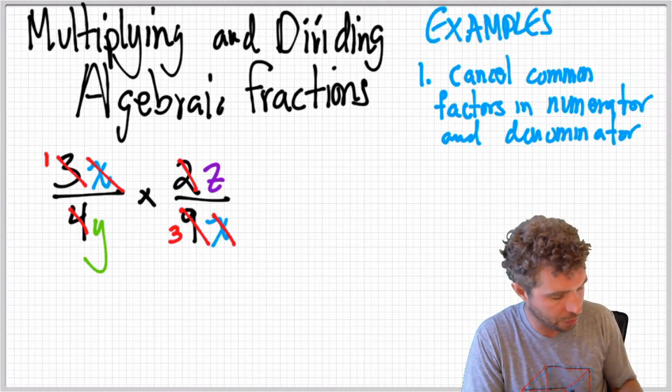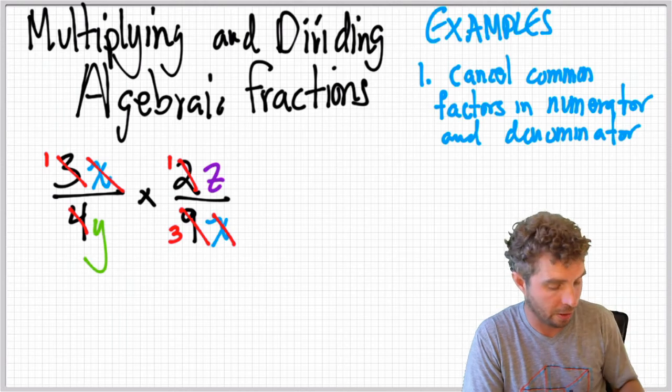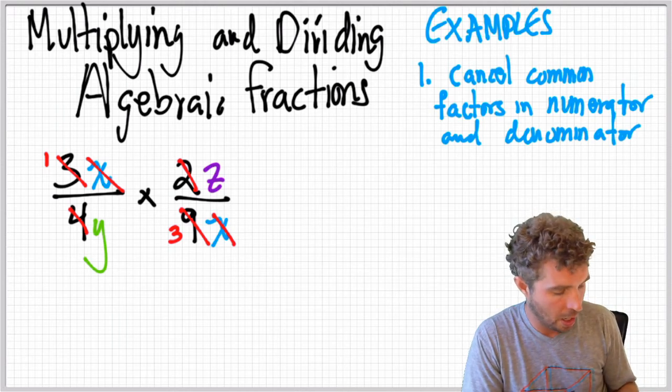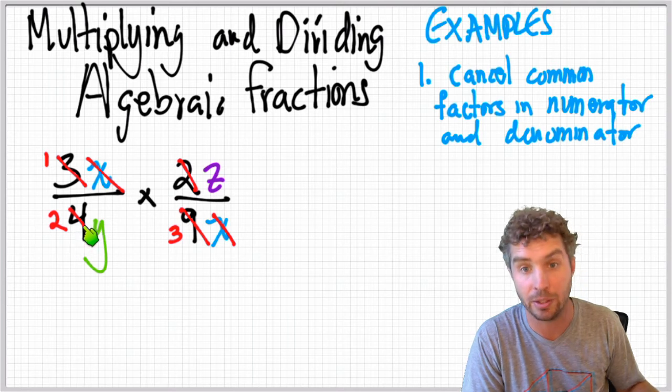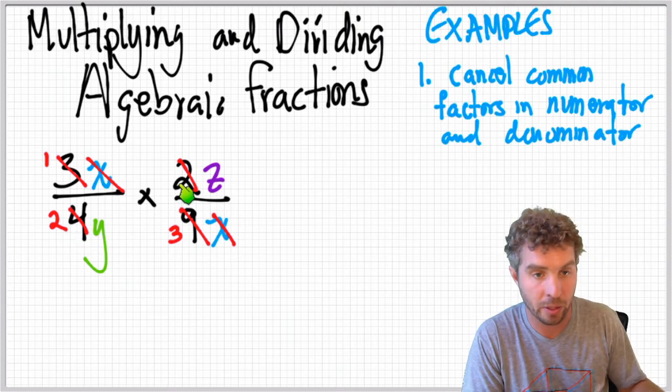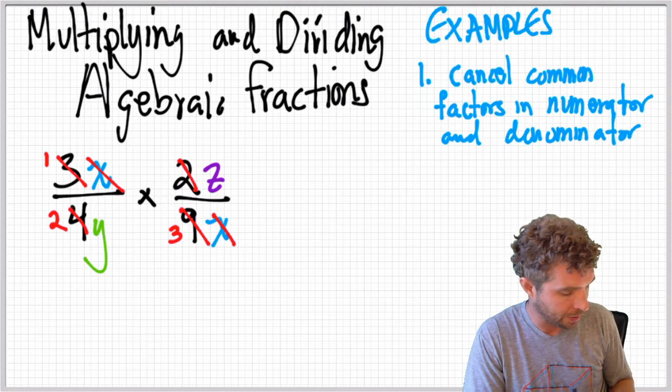They cancel out. The 2 is going to become a 1, but there's that z there, so we don't actually need the 1. But that 4 is going to become a 2 when we cancel out. 4 divided by 2 is 2. 2 divided by 2 is 1, but we don't need the 1, as we said.